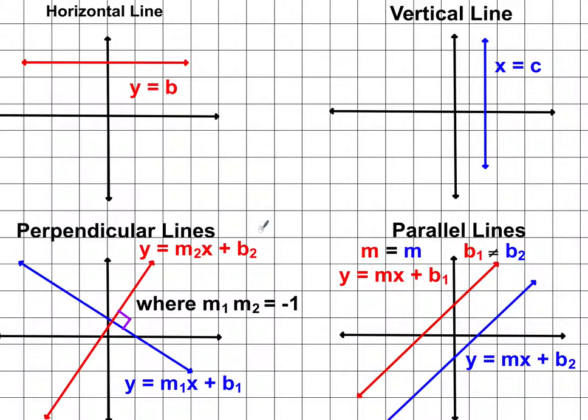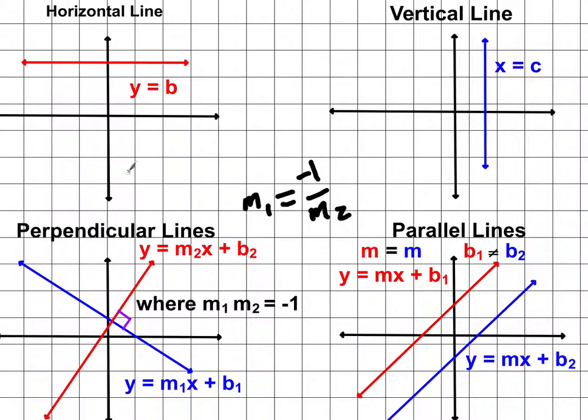Okay, perpendicular lines are two lines that meet at a right angle. This is going to be really useful for some of the types of problems that we do in class. There's a right angle here, and if you multiply the slopes together, you get negative 1. A different way of saying that is the slope of one of them is the opposite reciprocal of the other slope.